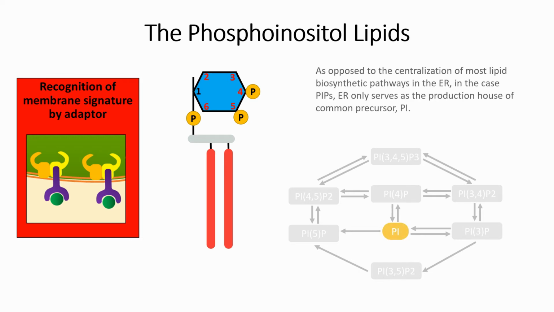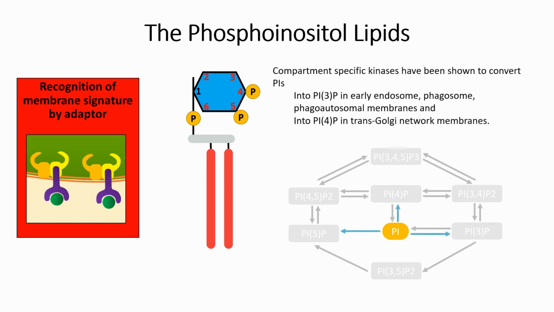As opposed to the centralization of most lipid biosynthetic pathways in endoplasmic reticulum, in the case of PIPs, ER only serves as the production house of the common precursor PI. Compartment-specific kinases have been shown to convert PIs into PI3P in early endosomes, phagosomes, phagoautosomal membranes, and into PI4P in trans-Golgi network membranes.